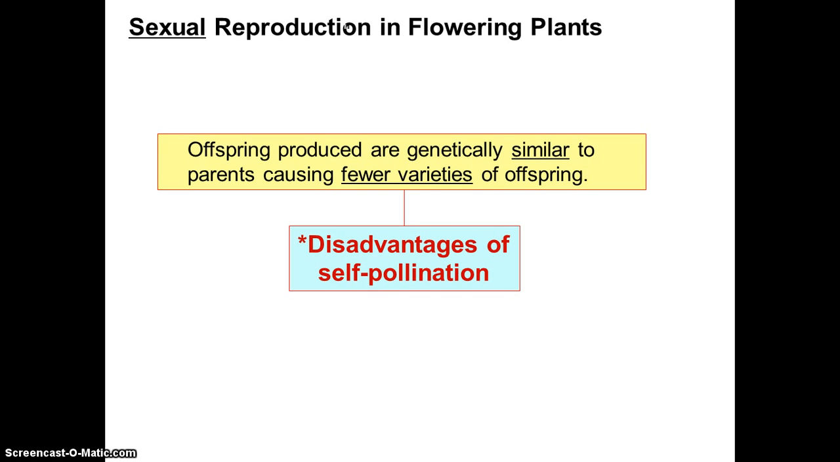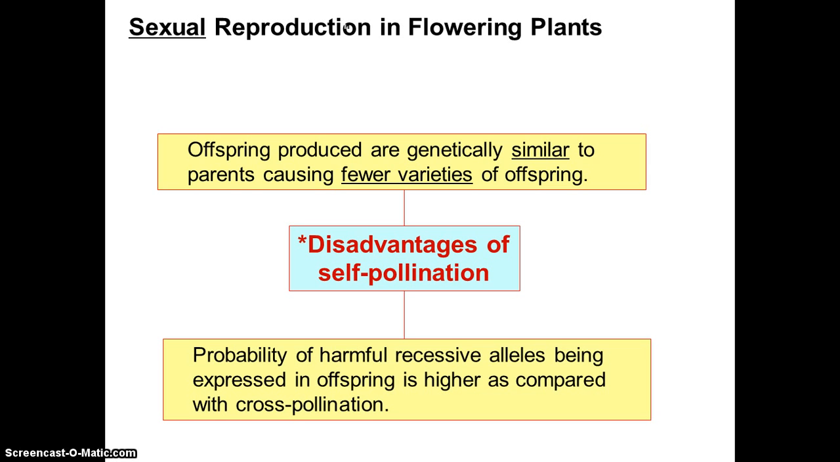However, this type of pollination also brings some disadvantages. Offspring produced are genetically similar to the parent flowers, causing fewer varieties and the possibility of harmful recessive genes being expressed in the offspring.